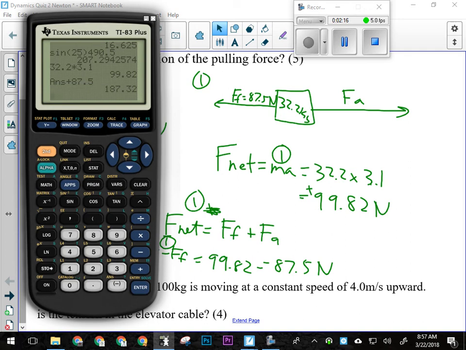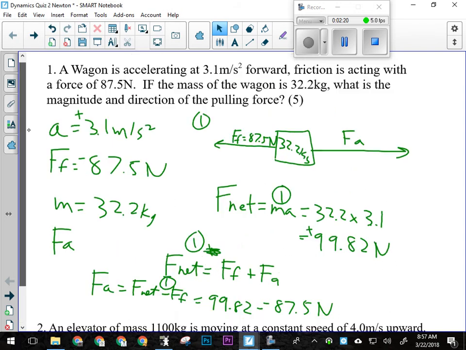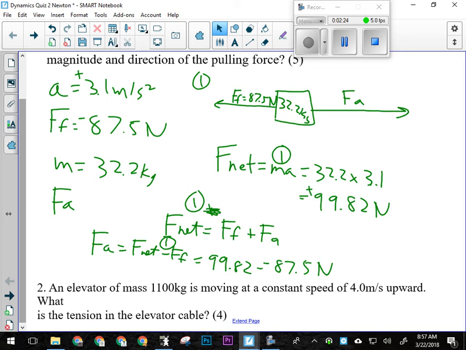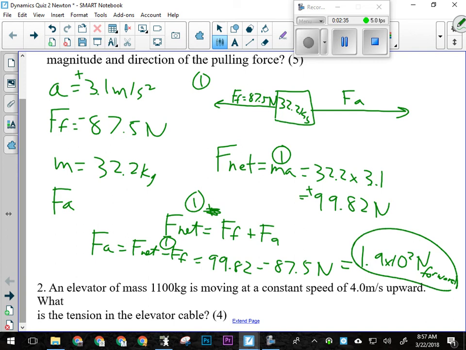That means our applied force, to 2 significant figures, is 1.9 times 10 to the 2 newtons forward. They must have the forward, as that is the vector given in the question. That is the 5th and final mark for that question. Questions on number 1?